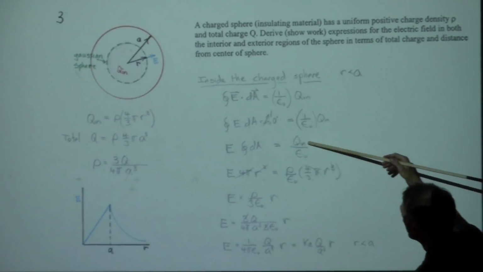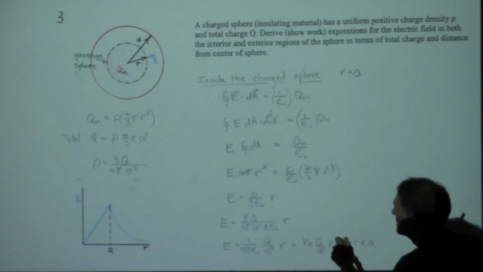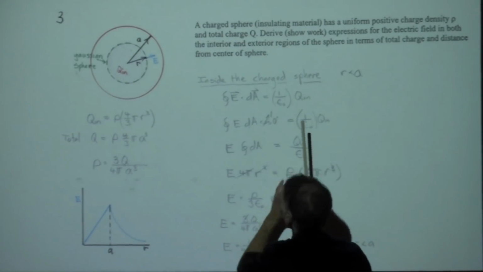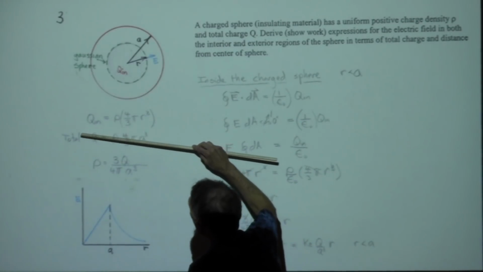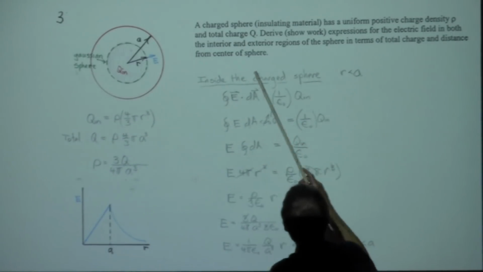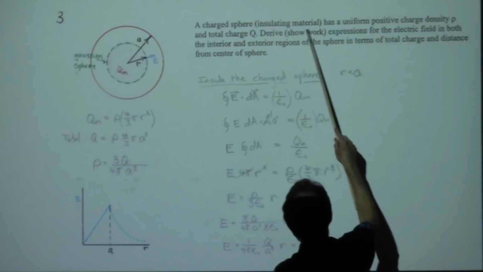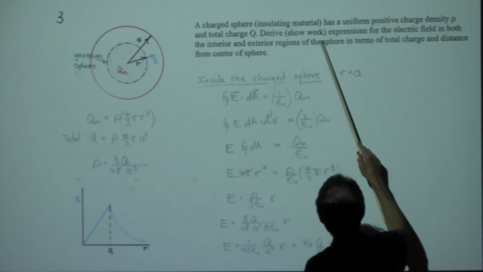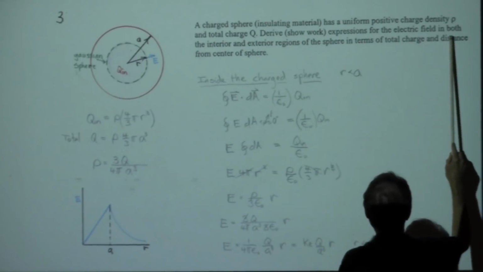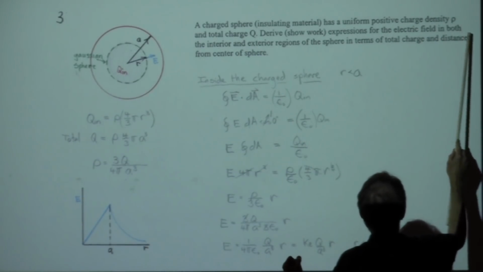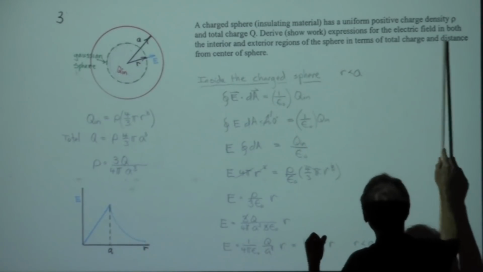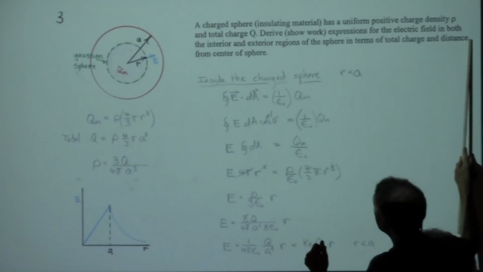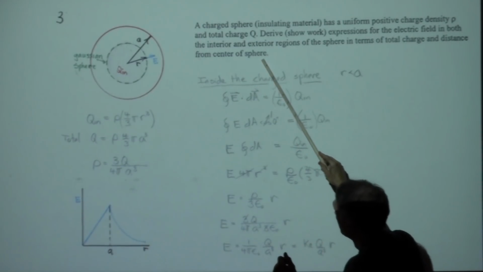And that charge enclosed is, let's come over here for a second. Let me come back to here. Q enclosed. Now he notices he has a charged sphere with a uniform charge density rho and a total charge Q. He wants us to derive expressions for the electric field in both the interior and exterior regions in terms of the total charge and distance from the center of the sphere.